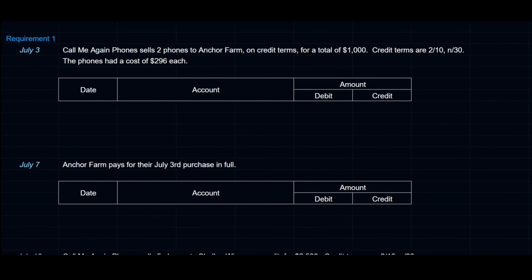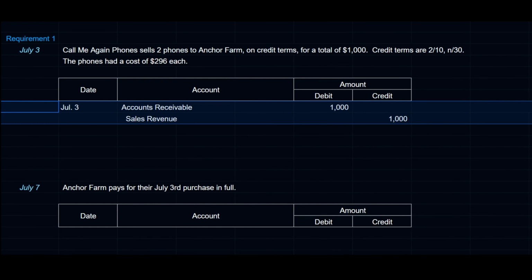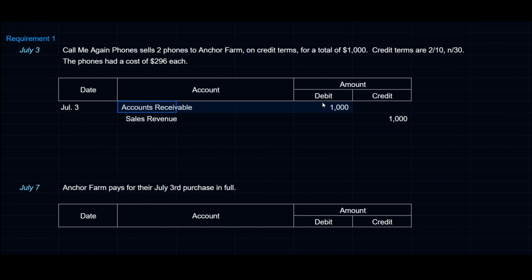So on July 3rd, Call Me Again Phones sells 2 phones to Anchor Farm on credit terms for a total of $1,000. Credit terms are 2/10 net 30. The phones had a cost of $296 each. We'll see in a perpetual system that we have to do 2 entries whenever there's a sales transaction. The first will be just to recognize the sale, the credit sale, so we debit accounts receivable and credit sales revenue.